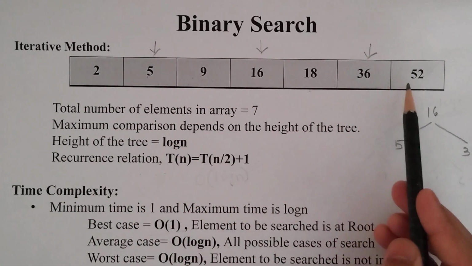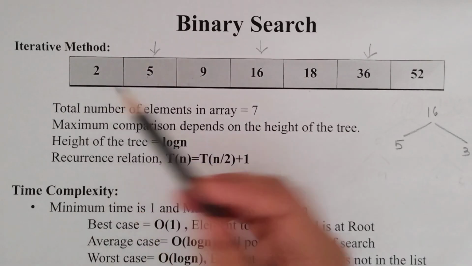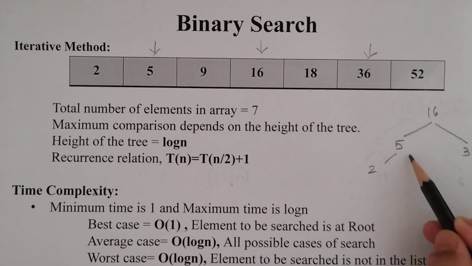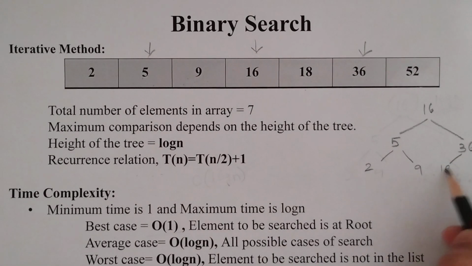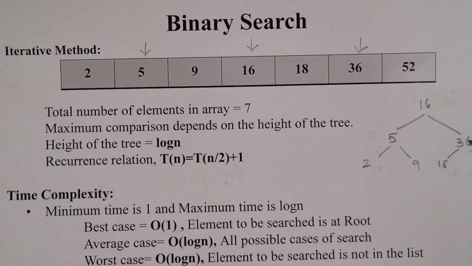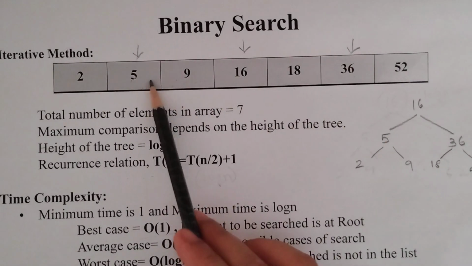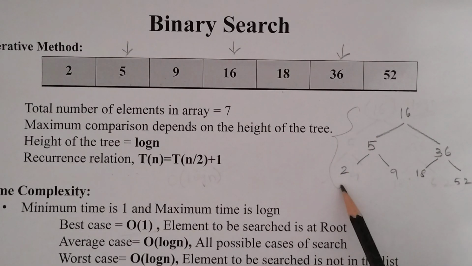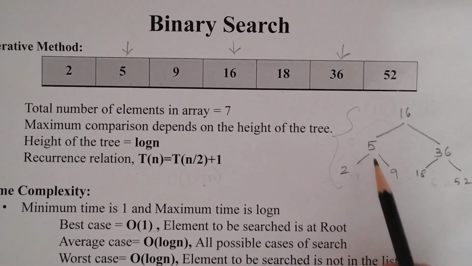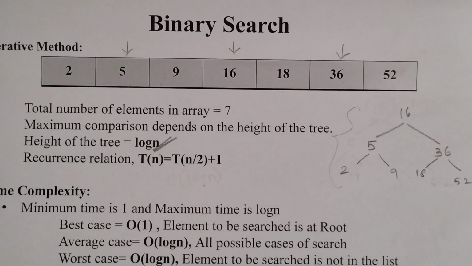This also gets divided into subarrays. On the left of 5 we have 2 and on the right of 5 we have 9. Same for 36, left side it is 18 and right side it is 52. So this is how you have constructed a binary search tree with these array elements. Now when you are performing any operation on the binary search tree, the operation completely depends on the height of the tree. So the height of the tree can be given as log n.